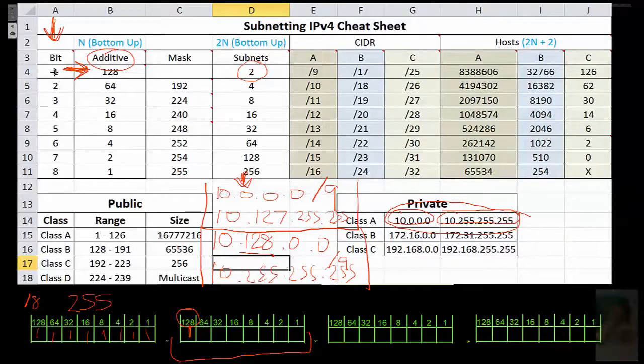So if we enable the first bit, additive of 128, we now understand that's how our networks count. The additive is really easy because it's the bit value, so that's kind of easy to remember. How many subnets do we create? 2. What's our mask value? Well, I didn't fill that in. I didn't fill it in just because, for me, that was always understood, that's always going to be an octet of 128 at that point. Okay.